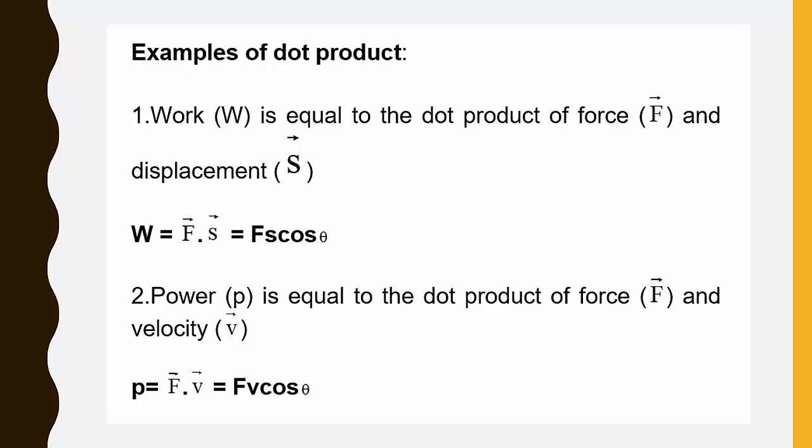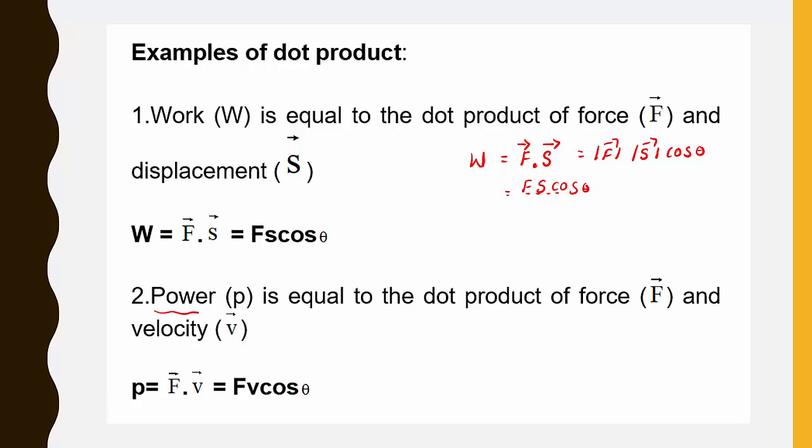Now we can study some examples of dot product. The first example is work. Work is equal to the dot product of force and displacement. See here, W is work, which is given by the product of force and displacement. Force is a vector quantity. Displacement is also a vector quantity. When we multiply force and displacement, the answer we get is a scalar quantity. So we call it the dot product or scalar product. So we have to write a dot here. W equal to F dot S, or we can write Fs cos theta, because we know mod of vector F, mod of vector S into cos theta. This is one example for dot product.